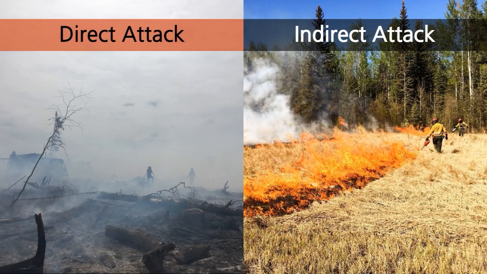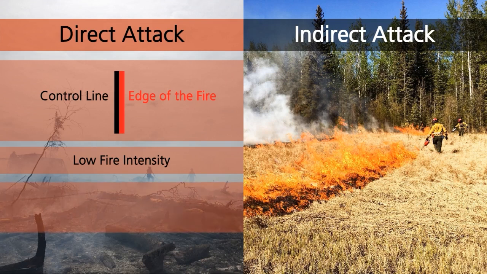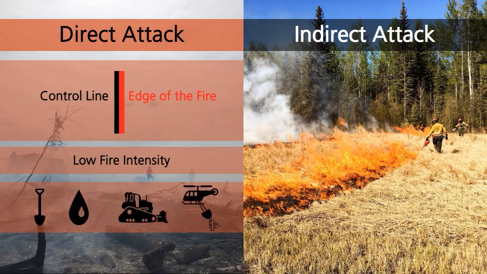There are 2 methods of attack used in wildfire suppression: direct attack and indirect attack. Let's start by taking a closer look at direct attack. A direct attack means the control line is constructed directly on the fire's edge. This method is used when flame lengths are short and fire intensity is low. The following tools are typically involved with direct attack: hand tools, pumps and hose, heavy equipment, and aircraft.